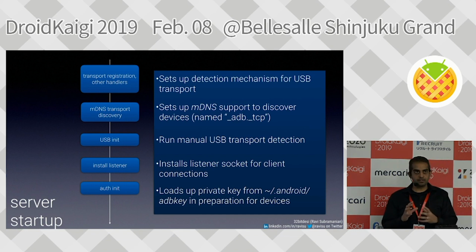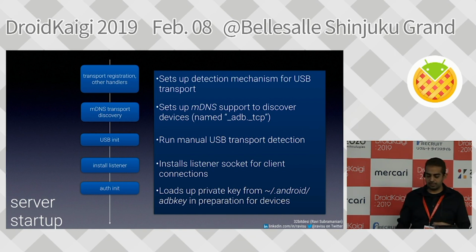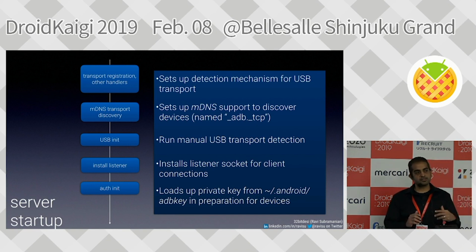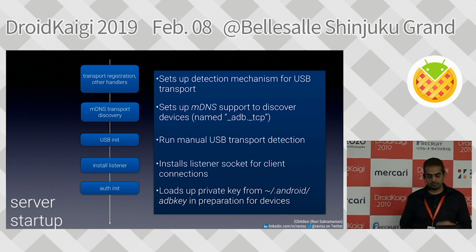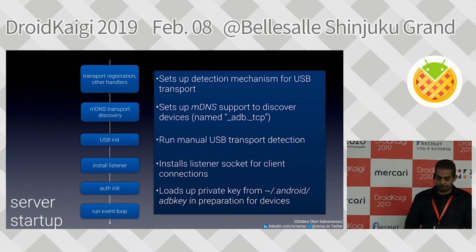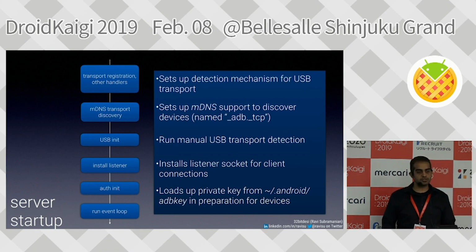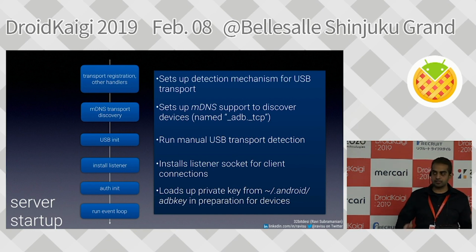There's this dance that needs to happen between the server and the daemon, because a device needs to authenticate a host and allow it to talk to it. So the server side of the story is it loads up a private key from that location there in preparation for a device querying it during the authentication phase, which we'll talk about in a little bit. And then finally, there's a run event loop, which is a classic Unix select loop. It has a bunch of file descriptors open and it's just waiting for events to happen. And that's your server right there.